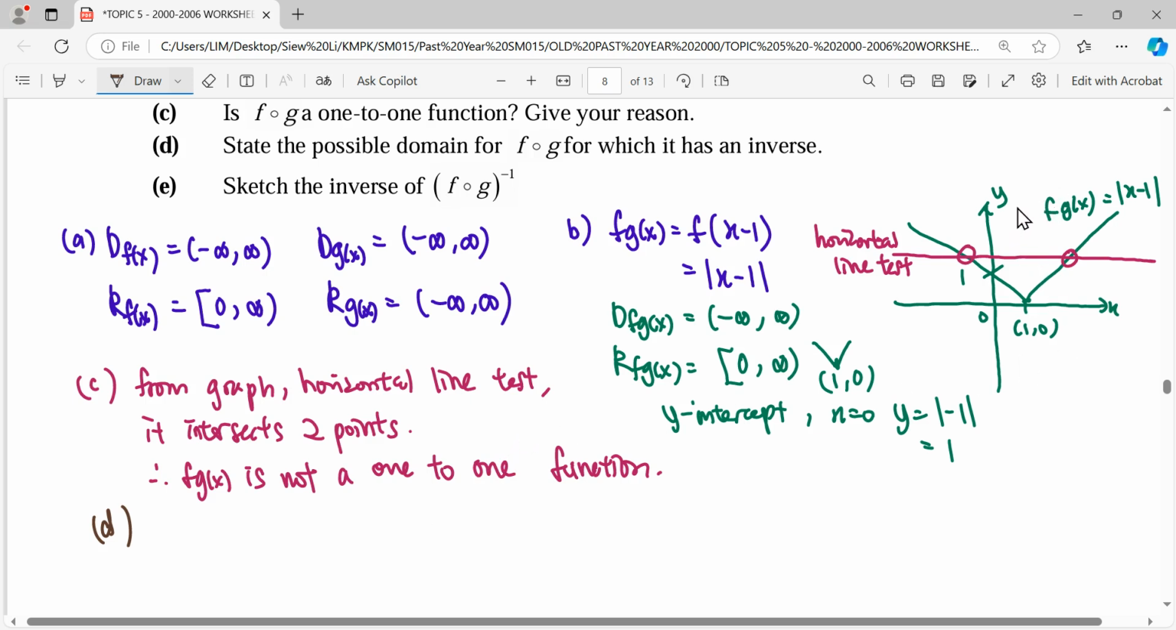Therefore, it depends on you whether you want to select half of the graph only. If you select half of the graph, if you're taking the left hand side, it will be negative infinity to 1, the new domain to have the inverse function. Or we can take the right hand side, which is 1 to infinity, to have a 1 to 1 function, so that this part can be inverted. If you want to take the whole domain, negative infinity to infinity, it cannot be. It is not 1 to 1.